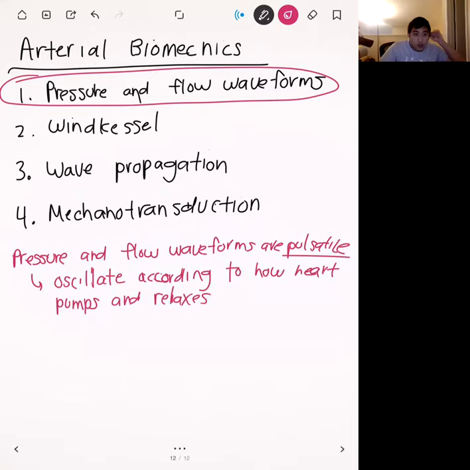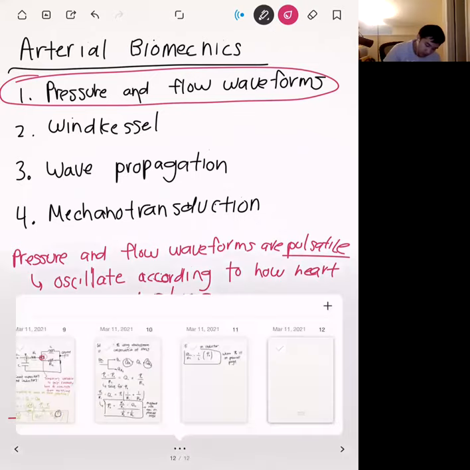And so the waveforms kind of look like this. So for the pressure, the pressure kind of rapidly goes up, and then we have a little bit of a notch, and then it kind of slowly decreases. Okay, so this is pressure.